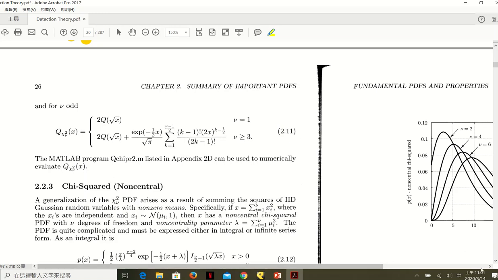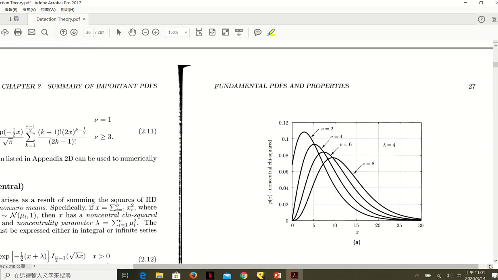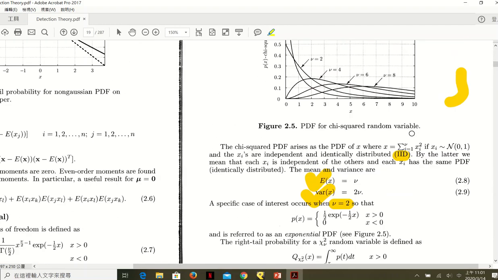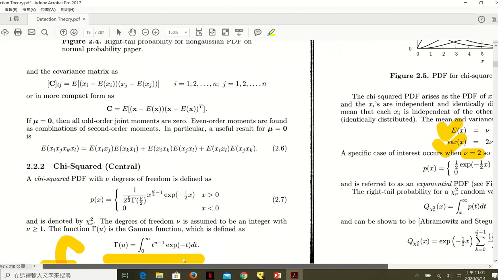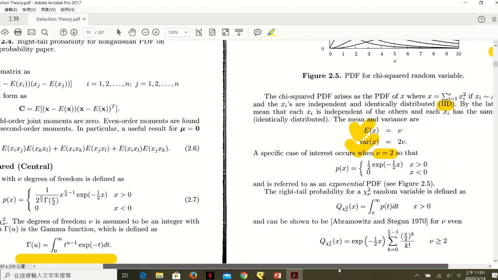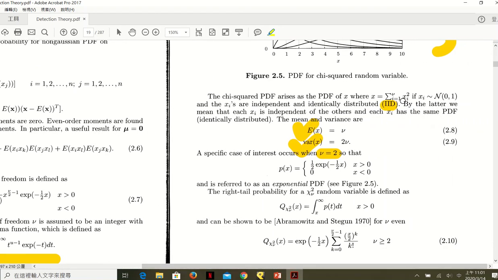Okay. Then what's going on here? Let's do a comparison with this non-central version. When we are talking about chi-square distribution, we are talking about summation of x square, that is zero mean. So I'd like to emphasize there is this zero mean for the Gaussian random variable.